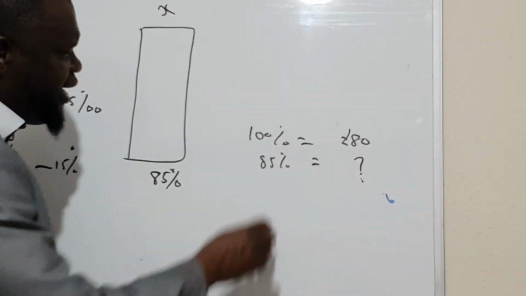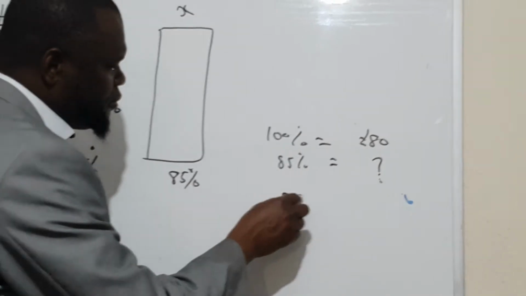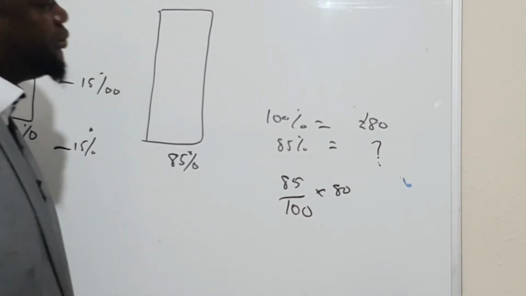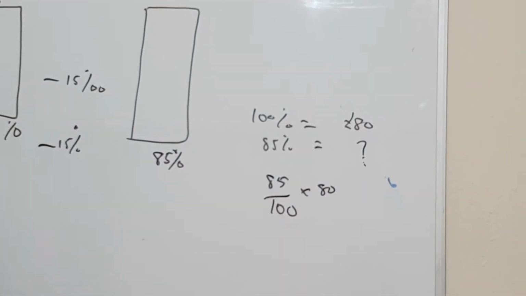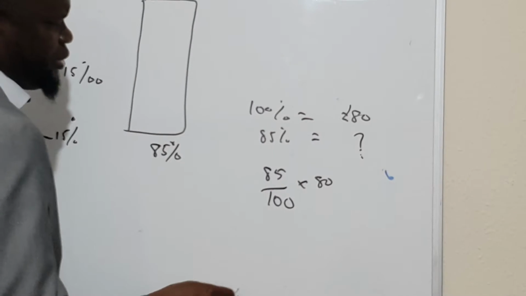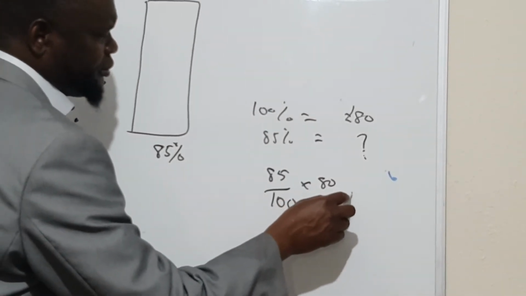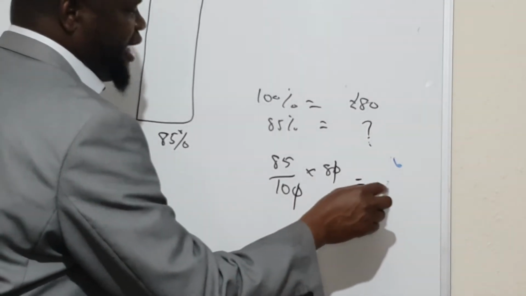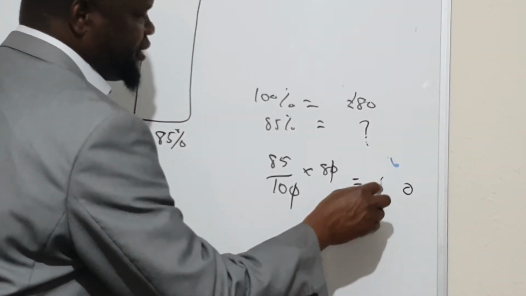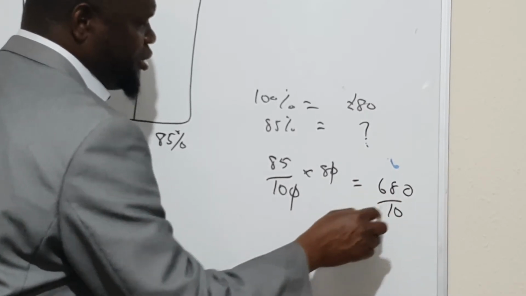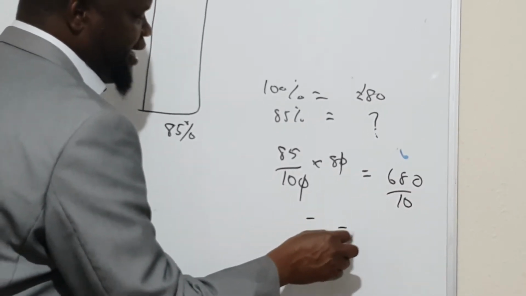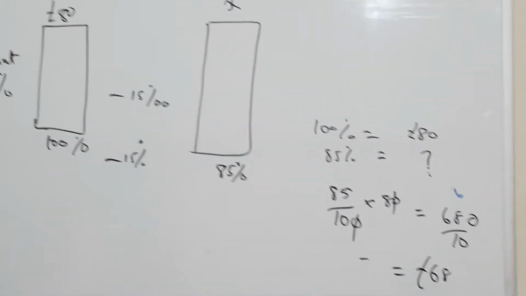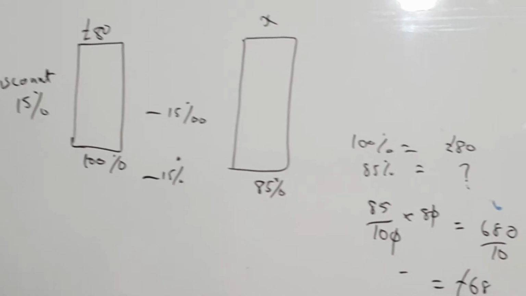So the percentage goes up: 85 over 100 times 80. What's 80 times 85? 0 can cancel 0. 8 times 85: 8 times 5 is 40, 4 carry 4, 64, 68. So the price after the discount is 68 pounds. This is what you will pay.